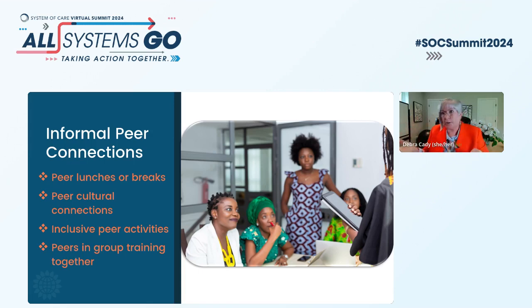Peer cultural connections. You could actually say, at every team meeting or once a month, we're going to have one person who's comfortable share something about their culture, right? Inclusive peer activities. Going to a training together can also be one of those things, when you're learning something together, that's pretty awesome too.